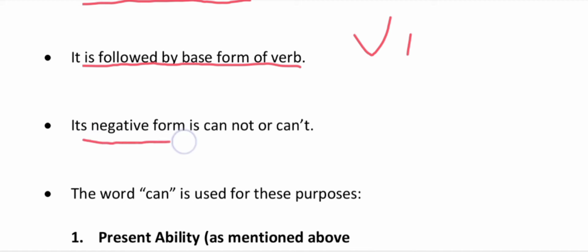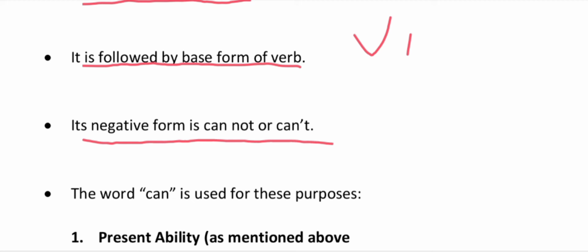Its negative form is cannot or can't, both possible, but cannot is formal and can't is not formal. And remember one point here, cannot is not separated, it is together, it is one word. So cannot, there should be no space, it should be written together.